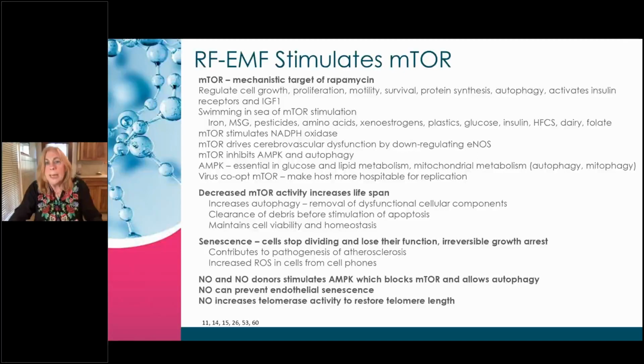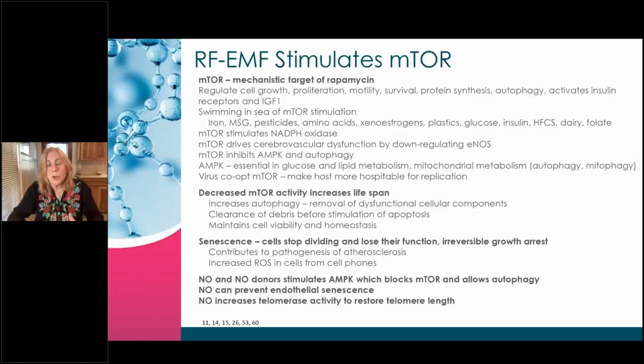However, we are swimming in a sea of mTOR stimulation, like iron, MSG, pesticides, amino acids, xenoestrogens, estrogens, plastics, glucose, insulin, high fructose corn syrup, dairy, folate. All of these stimulate mTOR. mTOR stimulates that NADPH oxidase. mTOR drives cerebrovascular dysfunction by downregulating eNOS. mTOR inhibits AMPK and autophagy. And that AMPK is essential for glucose and lipid metabolism and mitochondrial metabolism. And the current virus actually co-opts that mTOR and makes the host more hospitable for replication.